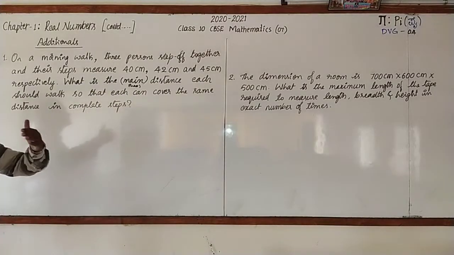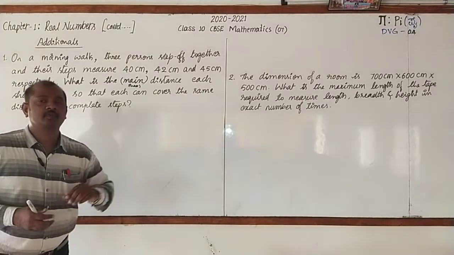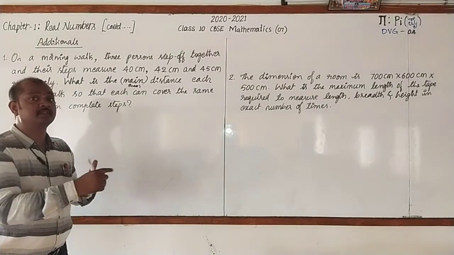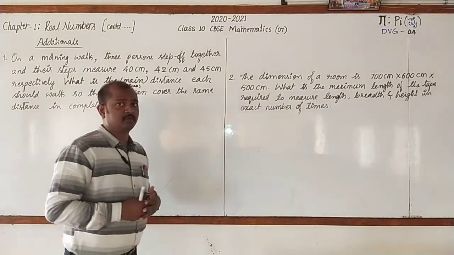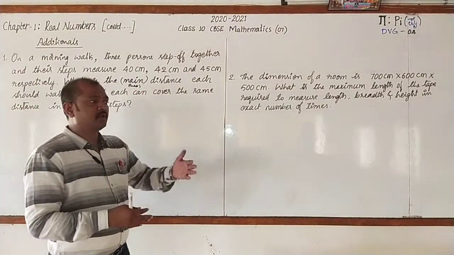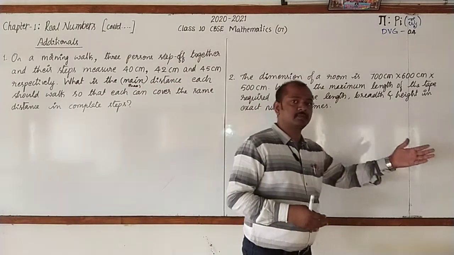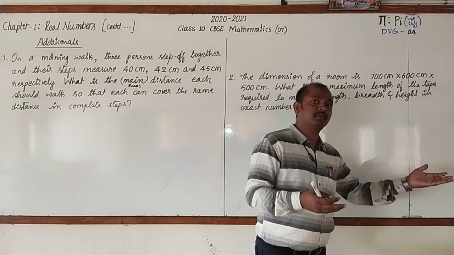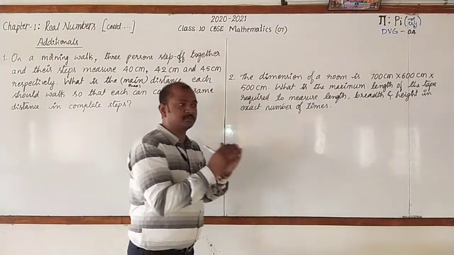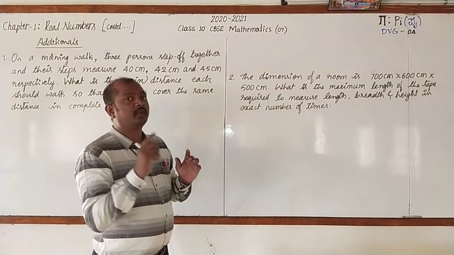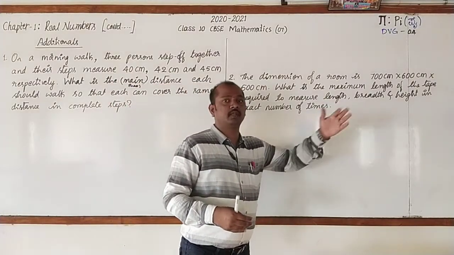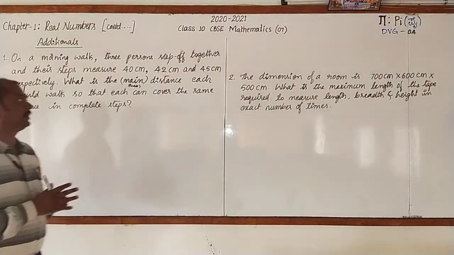Then what is the maximum distance each has to travel such that they finish that distance in an exact number of steps? One can finish after 10 steps, another after 12 steps, or one more after 9 steps, but there must be exact numbers. Clear? It should not be 9 and a half, 3 and a half, 12 and a half, 10 and a half like that. Please do remember.